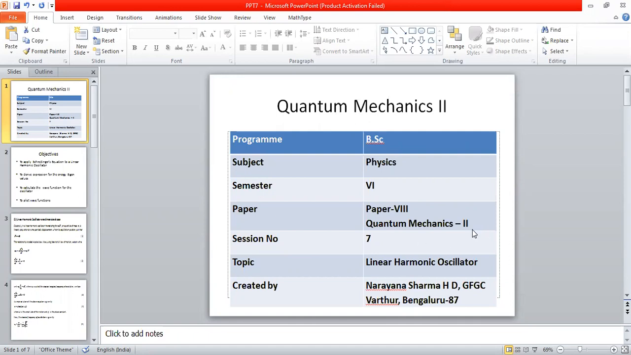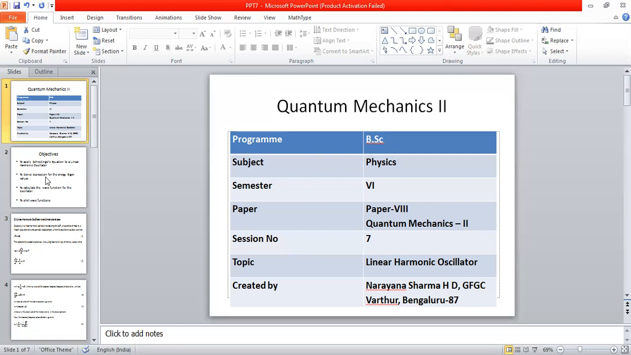So today's session number is 7. In today's session, I'm going to discuss the linear harmonic oscillator. Basically, we are discussing the applications of Schrodinger's equation. So today we shall try to understand what we get when we apply Schrodinger's time independent equation to another physical example, the one-dimensional linear harmonic oscillator.